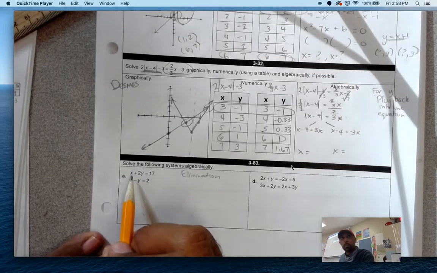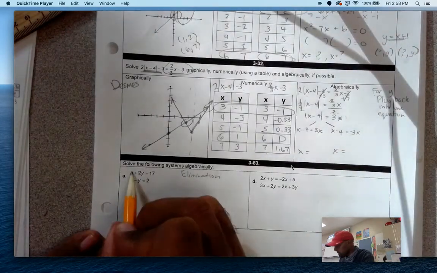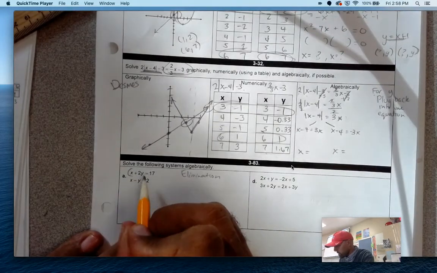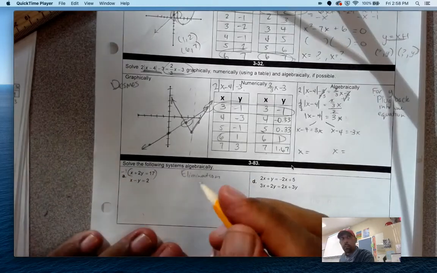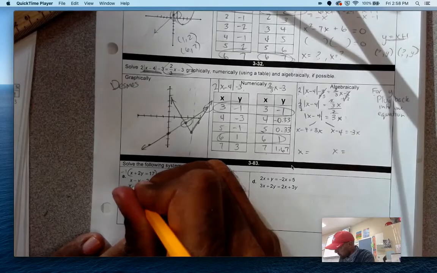Okay, now remember you need them to be opposites, right? They need to be the same number but opposite signs, and these are the same, but both positive. So what I'm going to do is take the top one and make it all negative. So multiply by negative all the way across. So now I have negative x.